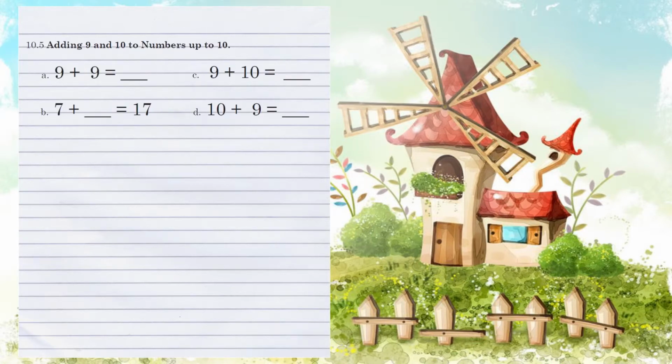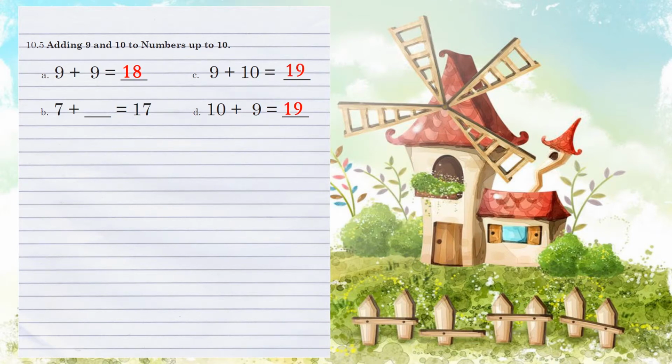Unit 10.5, adding 9 and 10 to numbers up to 10. Example A, 9 plus 9. Here we're just going to have to count using our marks to help guide us. So we're going to start with 9, we're going to add 9. So we have 10, 11, 12, 13, 14, 15, 16, 17, 18. Make sure you had 9 marks there. If you did, then your answer is correct at 18.